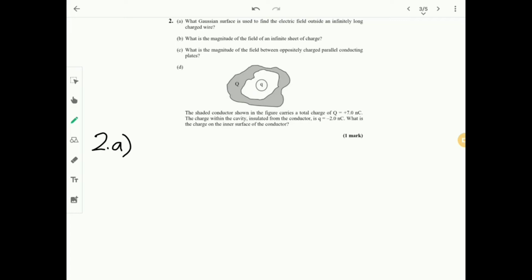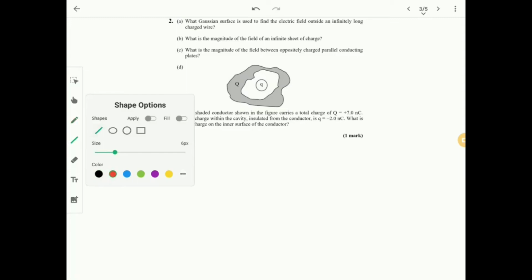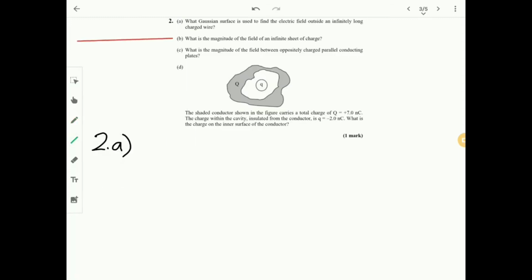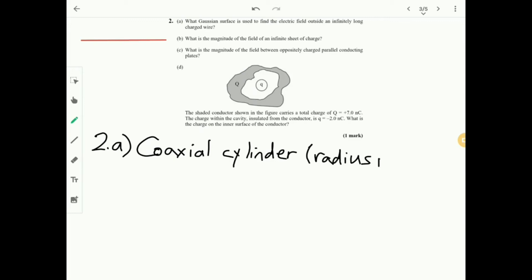Okay, let's check together. What Gaussian surface is used to find the electric field outside an infinitely long charged wire? If we remember, we derived in class the formula for this infinite charged wire. We had to create a shape for it. What shape did we use? We used a coaxial cylinder, or as in the homework they mentioned, a cylinder coaxial to the wire, which had an arbitrary radius, that means the radius that we choose, r, and height h.